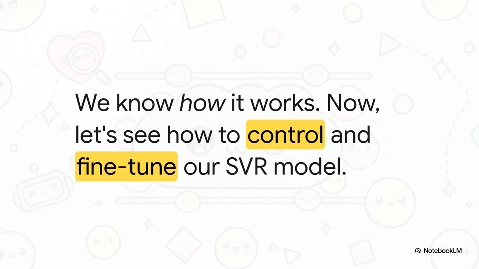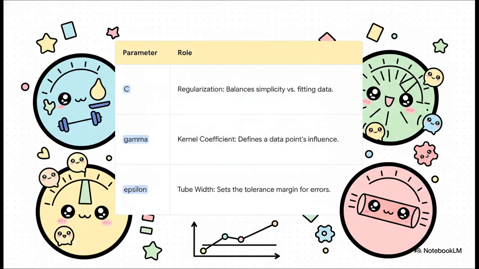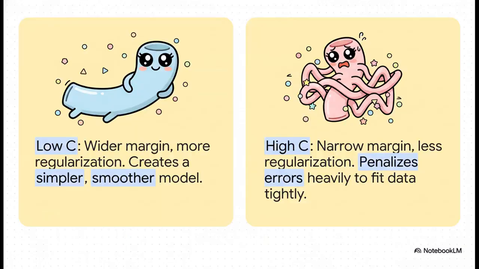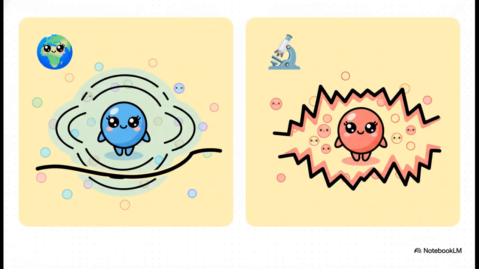All right, so we get how it works, but how do we actually control it? Meet your main controls, C, gamma, and epsilon. Think of them as the tuning dials for your SVR model. First up, C. Low C means a simpler, smoother model. High C means the model tries to fit everything. Then there's gamma. This sets how far a single data point's influence reaches. Low is global, high is local.